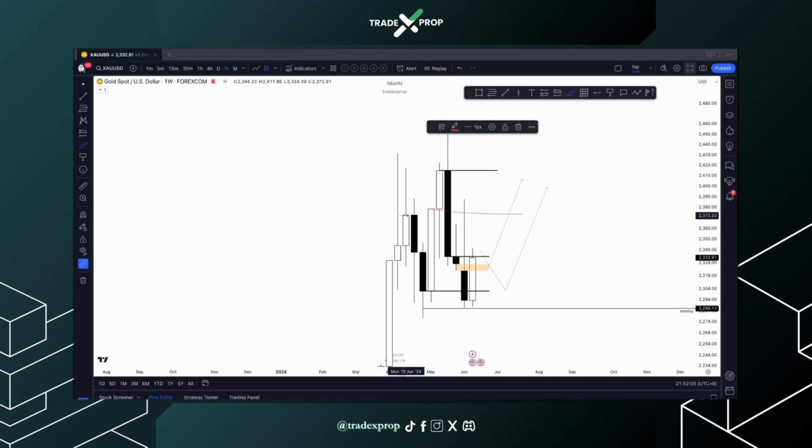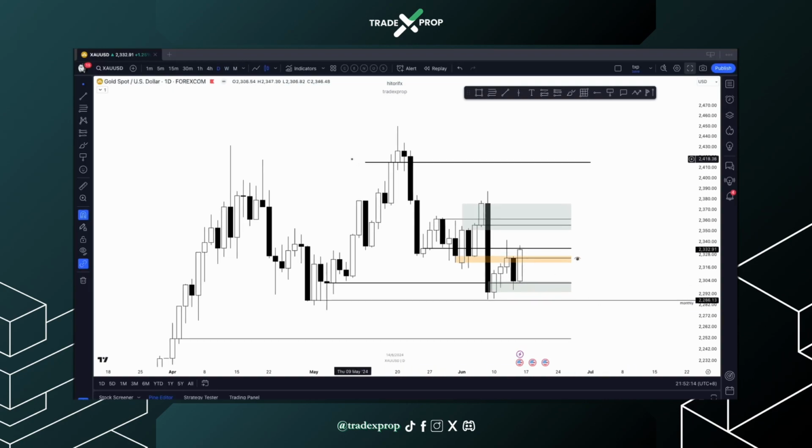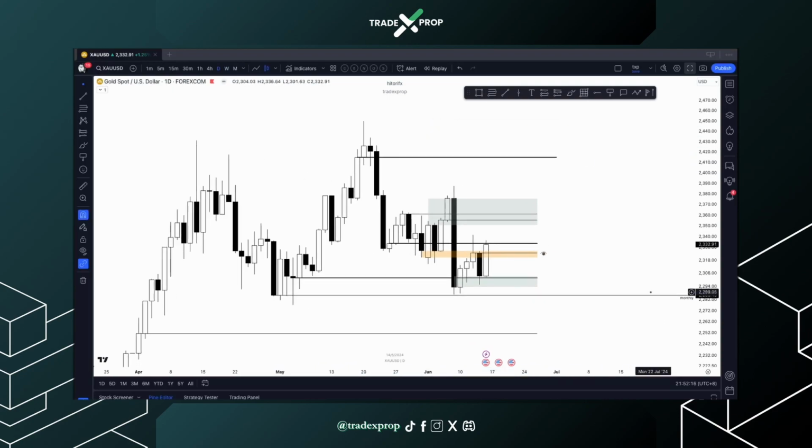because this is not fresh, this is not fresh, none of these levels are fresh, right? This is the only fresh one until we form some new price action. So still bullish on gold, right?